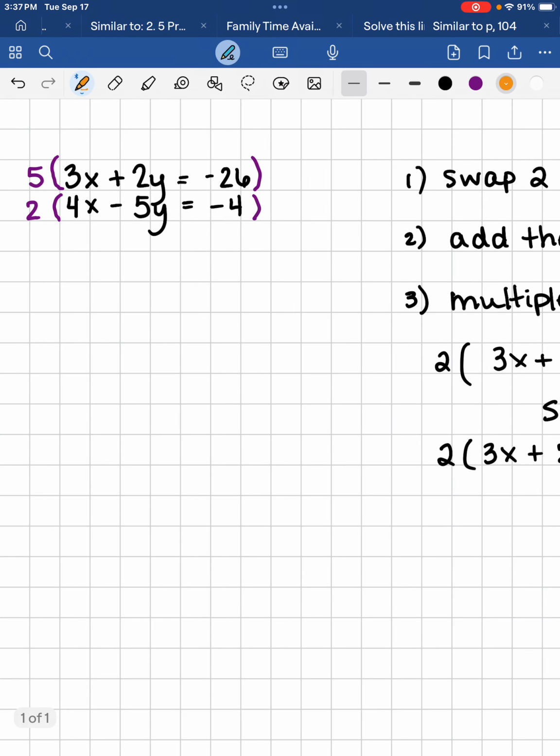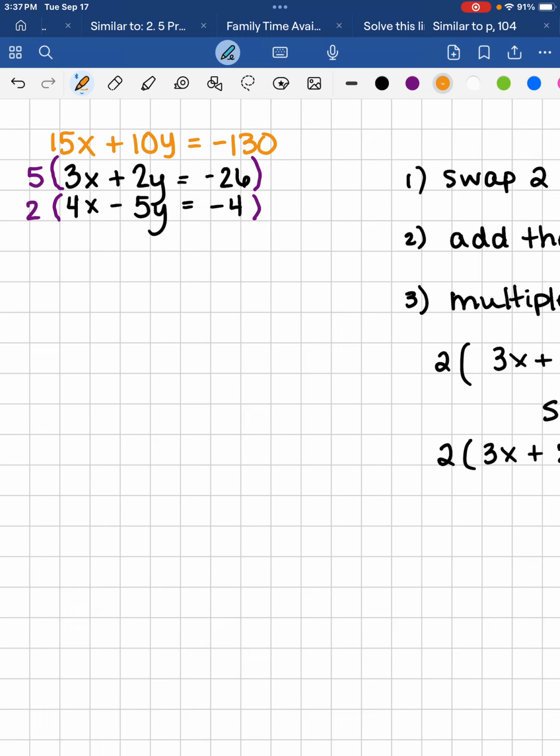I'll just write the new equations above it and below it. So 5 times 3 is 15x. 5 times 2y is plus 10y. And 5 times negative 26 requires me to use a calculator, although y'all, I guess you get a 4-function calculator, so this is okay. So 5 times negative 26 is negative 130.